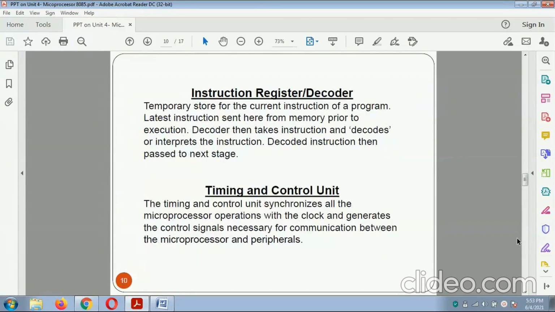The instruction register and decoder. The temporary store of the current instruction of a program; the latest instruction is sent here from the memory prior to execution. The decoder then takes the instruction and decodes or interprets it. The decoded instruction is then passed to the next stage, the timing and control. The timing and control unit synchronizes all the microprocessor operations with the clock and generates the control signals necessary for communication between the microprocessor and peripherals.